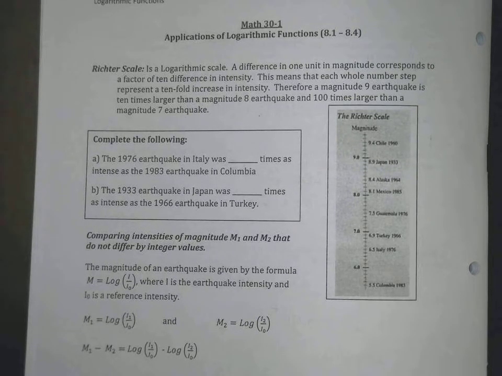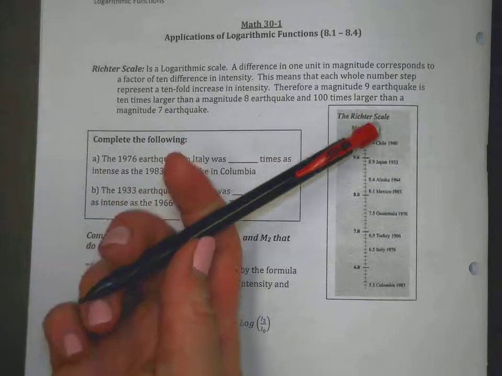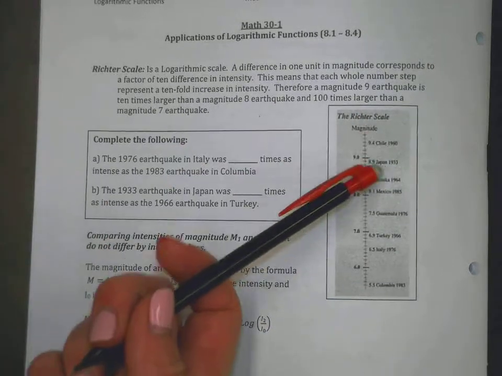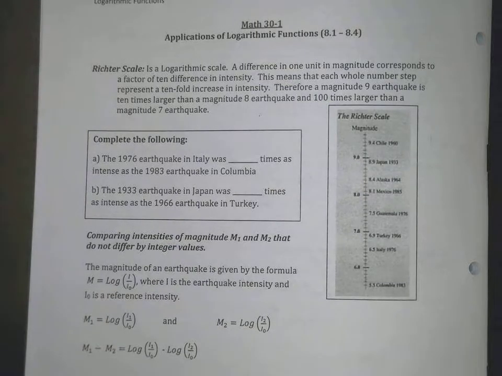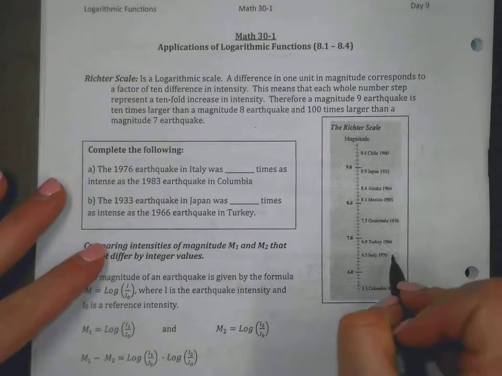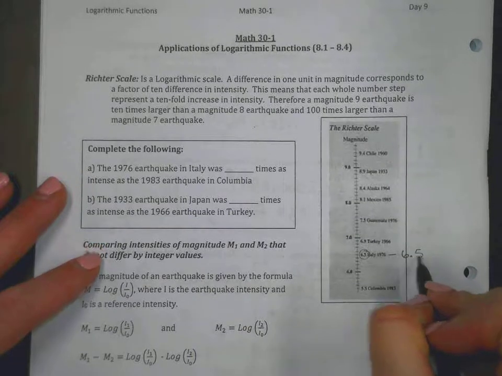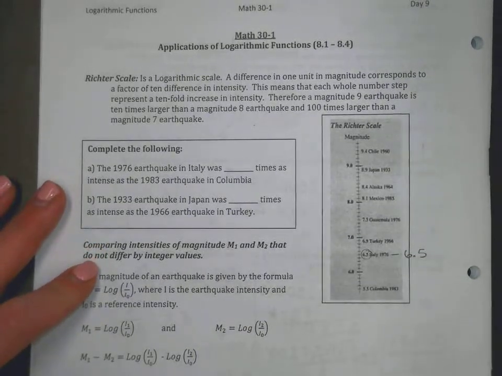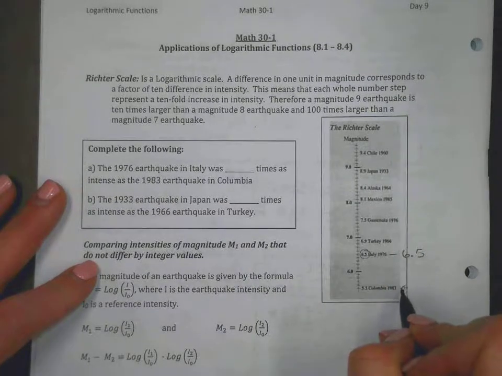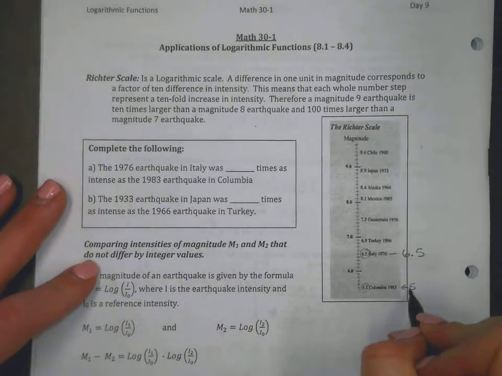The 1976 earthquake in Italy, which is here, had a magnitude of 6.5. How many times as intense was it as the 1983 earthquake in Colombia? So this has a difference of 1 in magnitude. So the earthquake in Italy was actually 10 times as intense as the earthquake in Colombia.